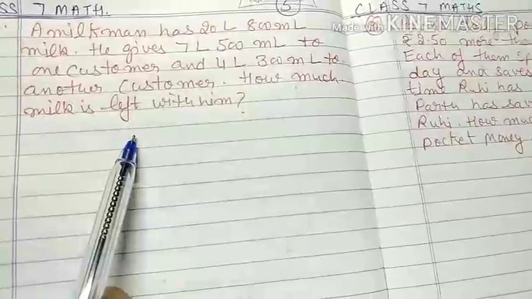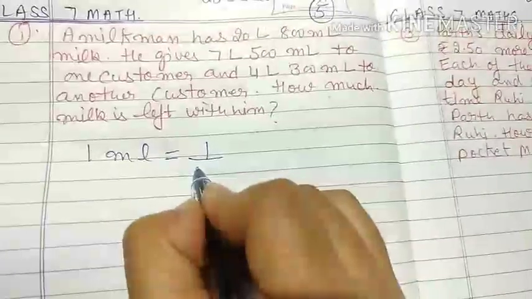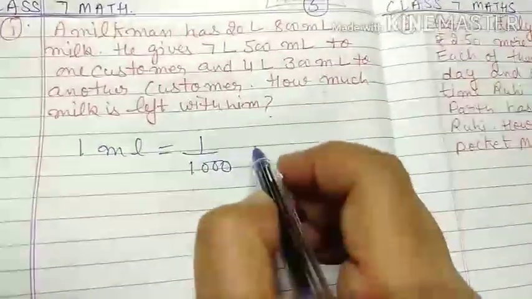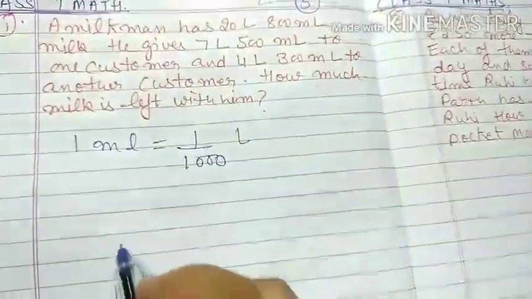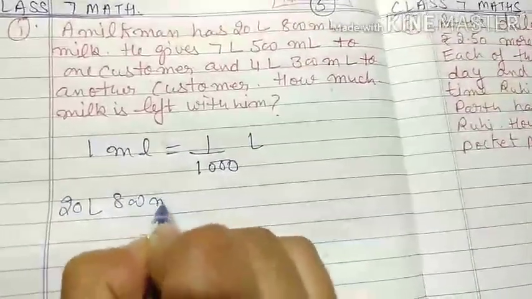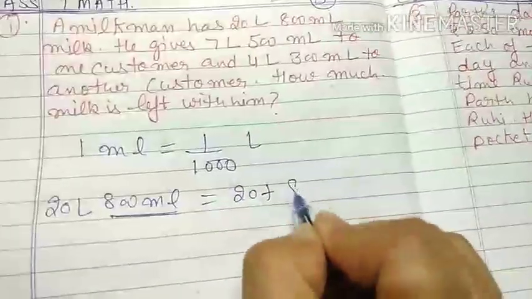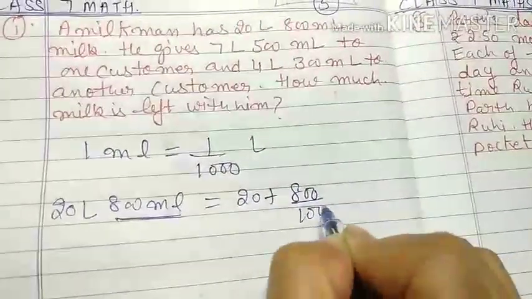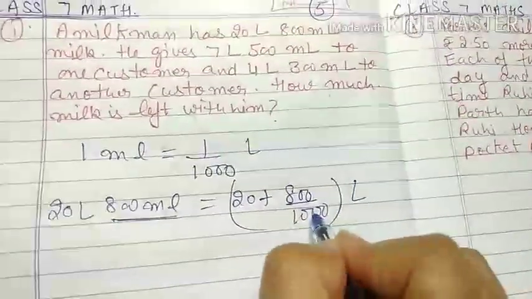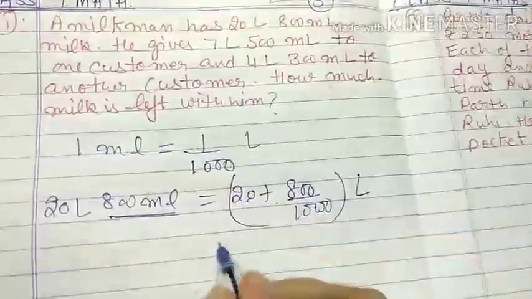What will you do? First, you convert this into proper units. 20 liter 800 milliliter. As I told you, when you move from smaller to bigger unit, you have to divide. 1 milliliter is equal to 1 by 1000 liter. So 20 liter 800 milliliter, you only have to convert this into liters. That gives you 20 plus 800 by 1000 liter. When you divide, that gives you 20.800 liters.